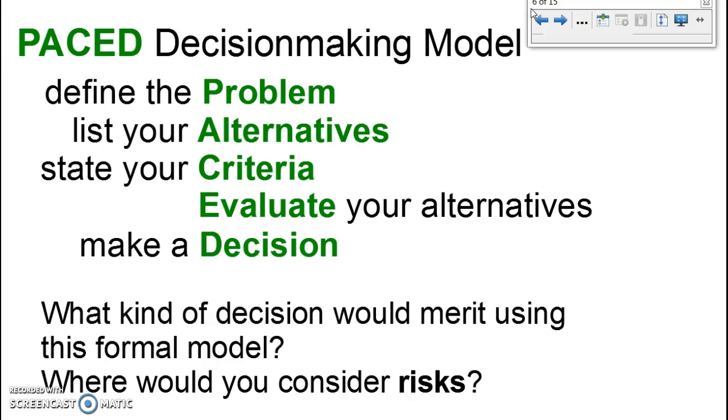Obviously, any kind of major spending decision. So what house to buy, what car to buy, where to go to college, that sort of thing. You wouldn't want to use the PACED decision-making grid to decide what kind of breakfast cereal to buy, because it would be very time-consuming and you would never get anything done.